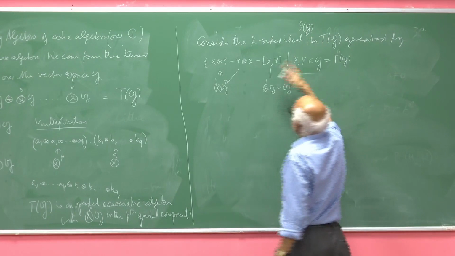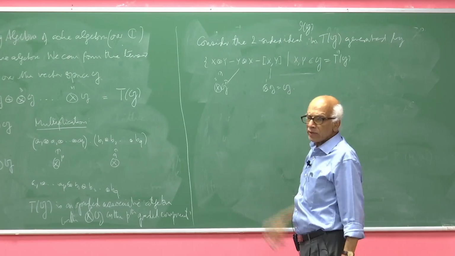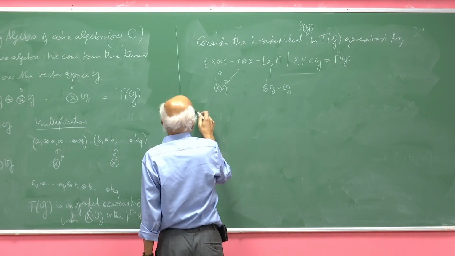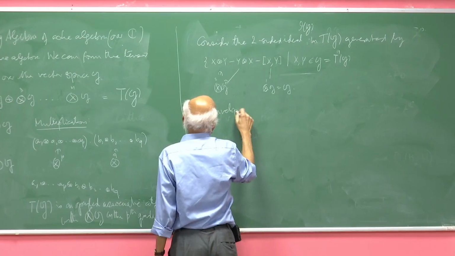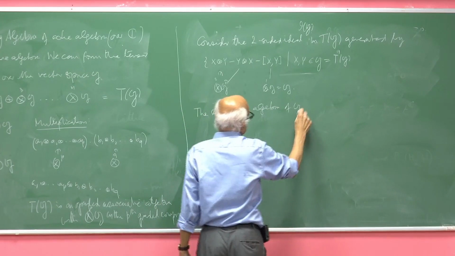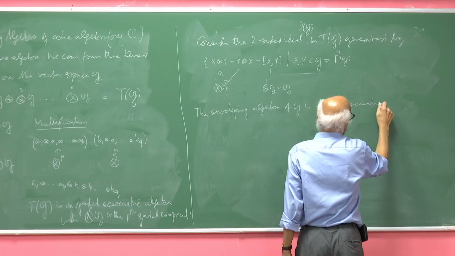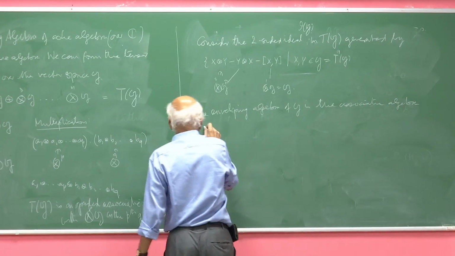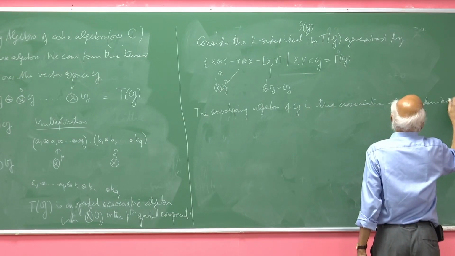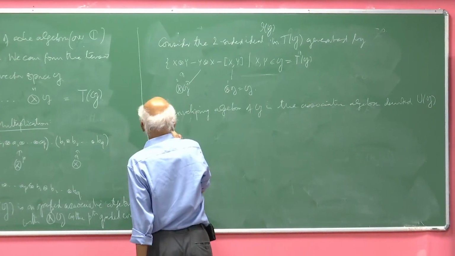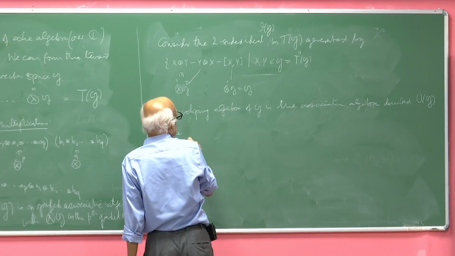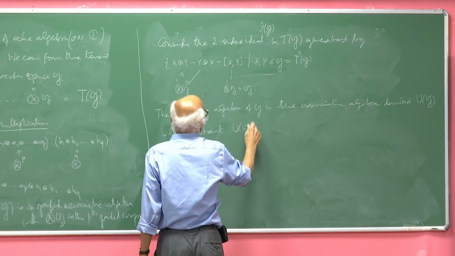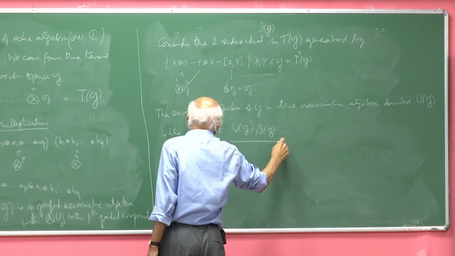It is here that the Lie algebra structure has a role to play. We are forming the bracket of XY. And what you find is, the enveloping algebra of G, denoted U of G, is the associative algebra, the quotient of TG by IG. That's called the enveloping algebra UG.